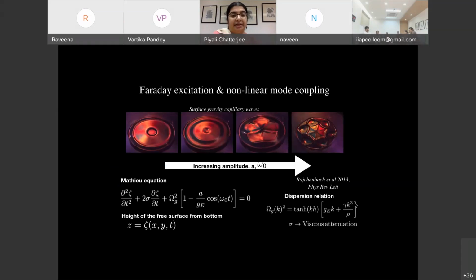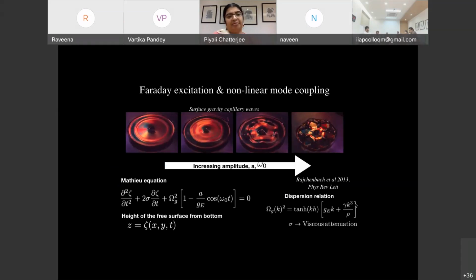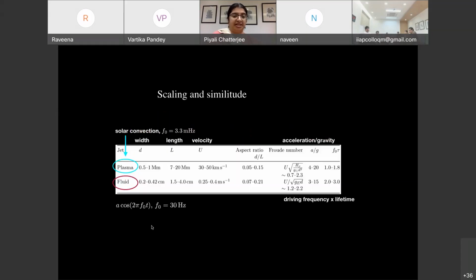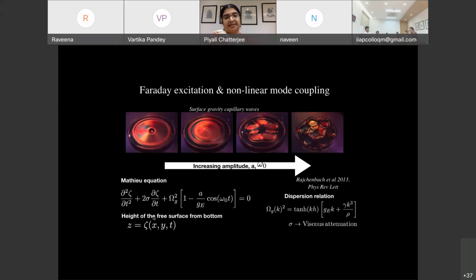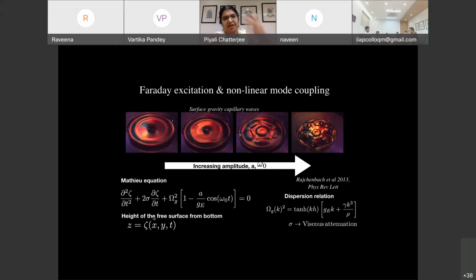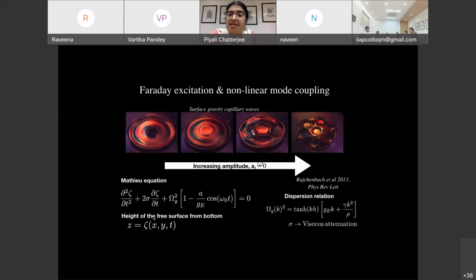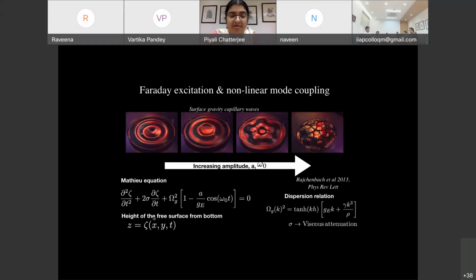And then let me try to explain a little bit about this forcing that I mentioned earlier, A cos(2π f0 t). This is basically a harmonic excitation that is provided to a Petri dish full of fluid when placed on a speaker. So there's a Petri dish mounted on a speaker, and then we excite it using such a forcing. This is a well-known problem known as Faraday excitation, Faraday of the same Michael Faraday.